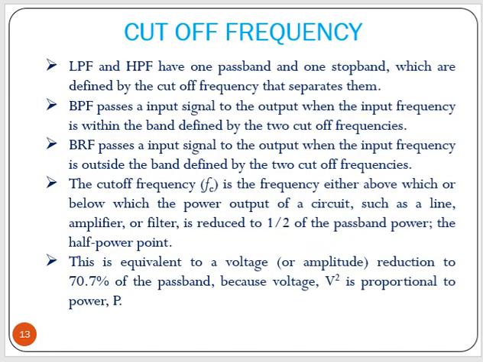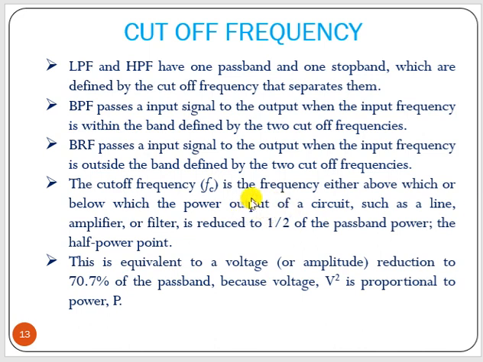Now we have to understand what the cutoff frequency is. Low pass and high pass filters have one pass band and one stop band, which are defined by the cutoff frequency that separates them. A band pass filter passes an input signal to the output when the input frequency is within a band of frequencies defined by the two cutoff frequencies. And a band reject or band stop filter passes an input signal to the output when the input frequency is outside the band defined by the two cutoff frequencies.